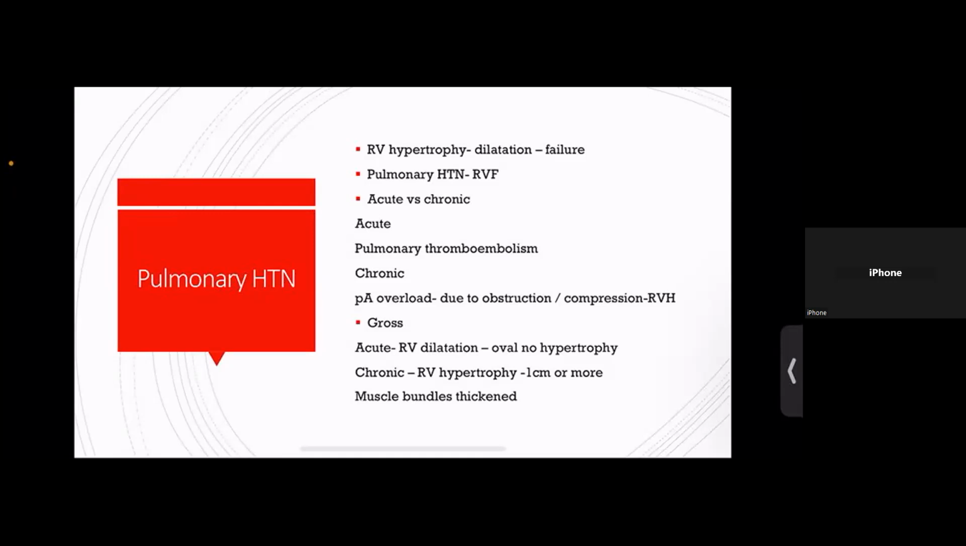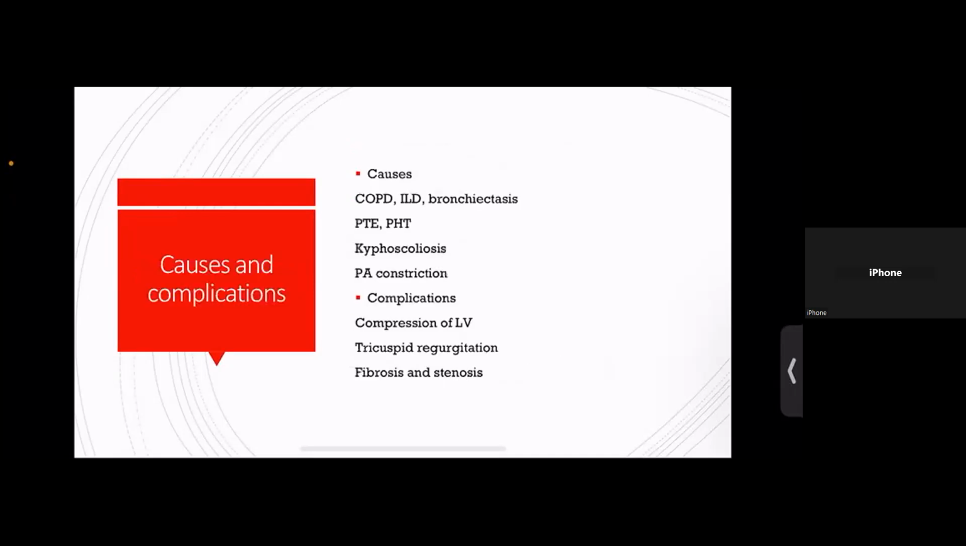In the acute form of the disease, you're going to see right ventricle dilatation, but there is no hypertrophy. And then in the chronic form, we have right ventricle hypertrophy, and usually it's 1 centimeter or more. Okay, not like in the systemic hypertension where it's more than 2 centimeters because the hypertrophy is more. And then the muscle bundles sometimes get thickened, and that is what you can see.